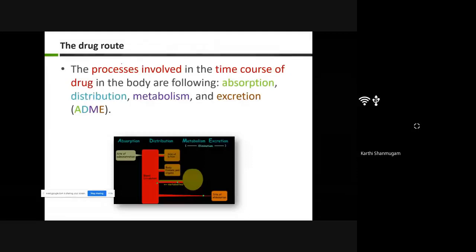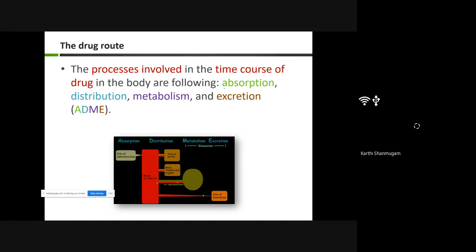As I said, pharmacokinetic properties will change if we change the route of administration. If I take a drug molecule as an oral drug, its pharmacokinetics will be completely different from the same drug molecule taken as an intravenous injection. I'll talk about this in some other slide. The drug route is the journey of the drug molecule. What are the various things that happen? We already discussed this in detail in another lecture.